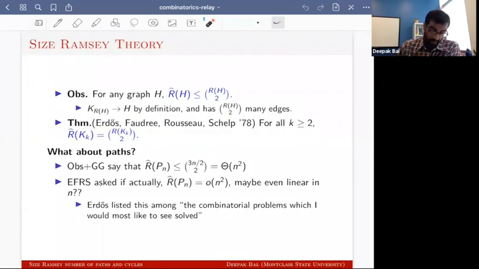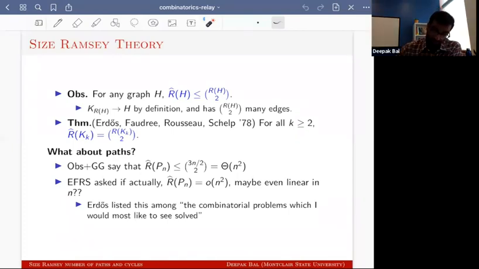Okay. So Erdős, Faudree, Rousseau, and Schelp actually asked if perhaps this size Ramsey number is smaller than n squared, maybe even linear. And Erdős listed this among the combinatorial problems which I would most like to see solved, and offered $100 for the solution of this problem.